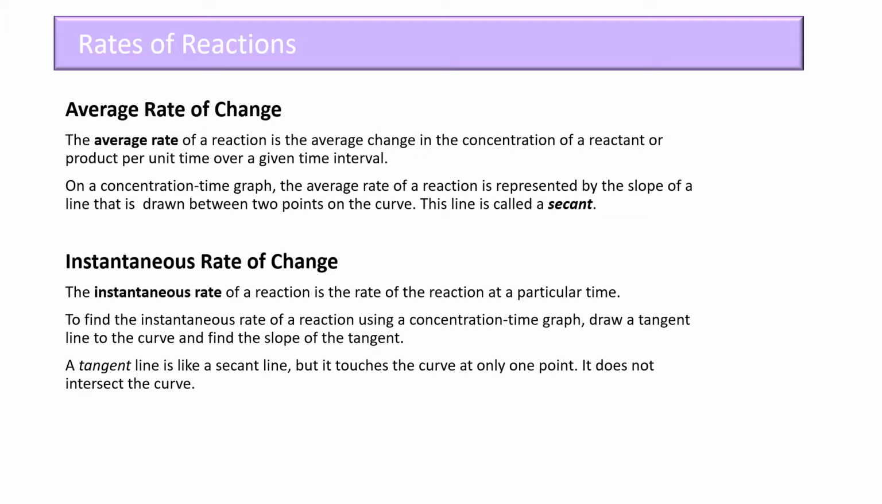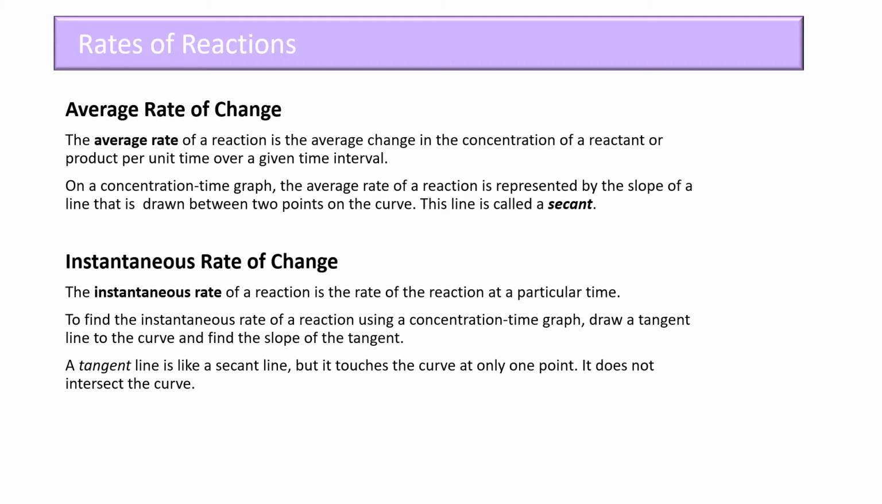Average rate of change, then, is the measure of the average change in the concentration of a reactant or a product per unit time over a given time interval. If you were to draw a concentration time graph, the average rate of reaction is represented by the slope of the line that is drawn between the 2 points on the curve. This line is called a secant.